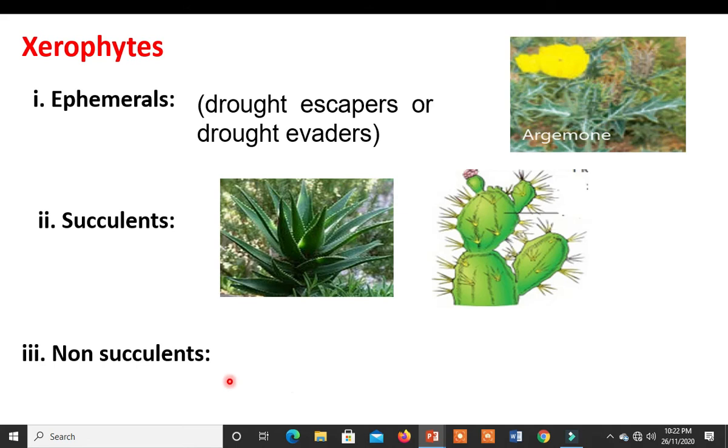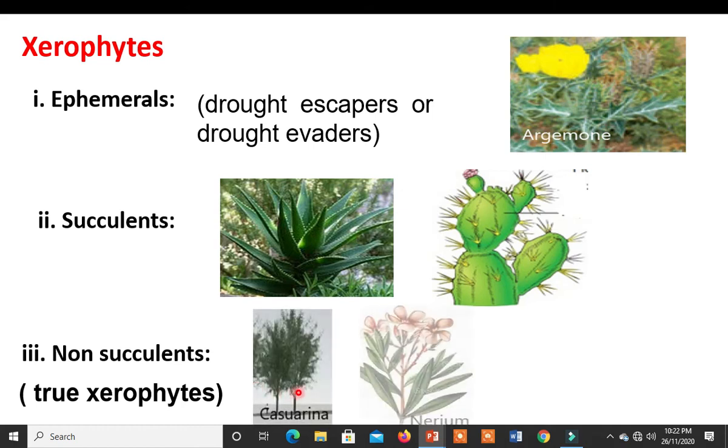Non-succulent xerophytes, they are the true xerophytes. Externally the dry condition is received by the plants. Inside also they have dry conditions. They do not have facilities to store water. Examples: Casuarina and Nerium.